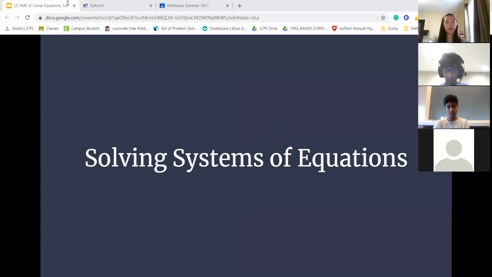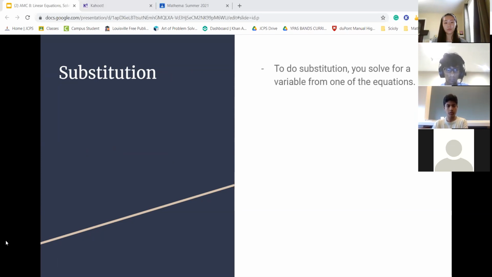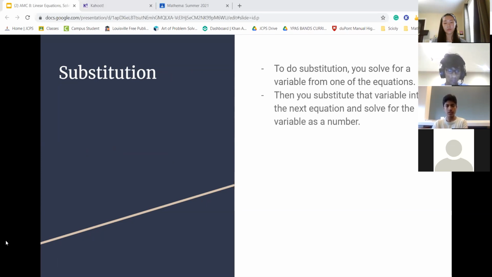Okay, so now we're going to go to solving systems of equations. There are two methods when it comes to solving systems of equations. One is substitution and the other is elimination. First we're going to go over substitution. To do substitution, you solve for one of the variables in terms of the rest of the variables, and then you substitute it into the original equation and solve for that variable. I know this sounds a little bit confusing, so we're going to go over an example on the next slide.